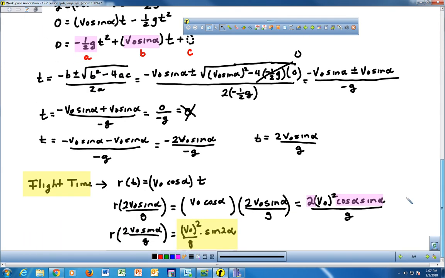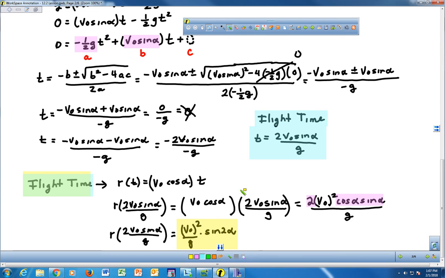flight time. The flight time is the time. So that would be the range. So I'm gonna fix that. The flight time was given by the time that it takes to hit the ground. How long is it going to be in the air? It was given by this. Okay, so that is the flight time to begin with.